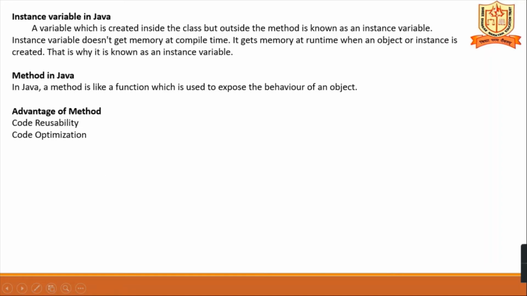Then, instance variable in Java. A variable which is created inside the class but outside the method is known as an instance variable. An instance variable does not get memory at compile time. It gets memory at runtime when the object is created. That's why it is called an instance variable. Is it clear? A variable which is created inside the class. So class के अंदर जो variable declare करेगा उसको बोलता है instance variables.